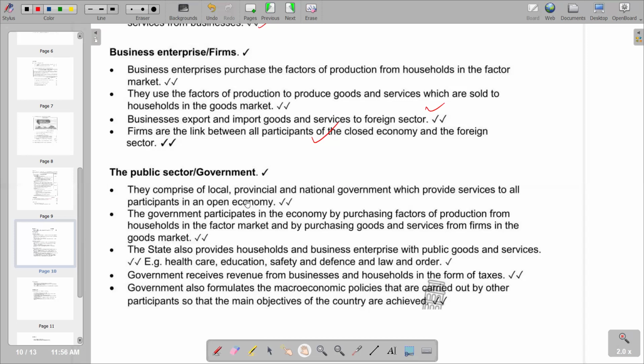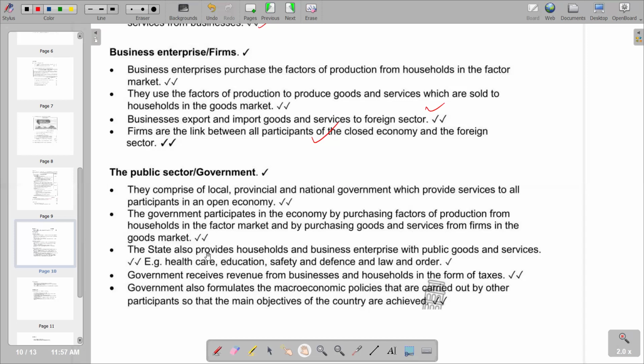So remember, the government is the sole controller of what will be transpiring in the economy. So next question, how does the government participate in the economy? The government participates in the economy by purchasing factors of production from households in the factor market and by purchasing goods and services from firms in the goods market. So this is what we have.